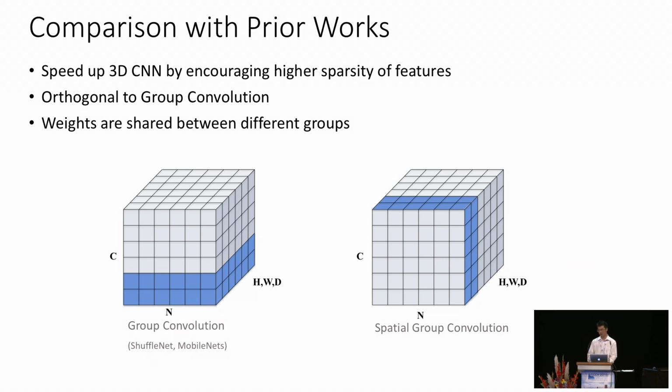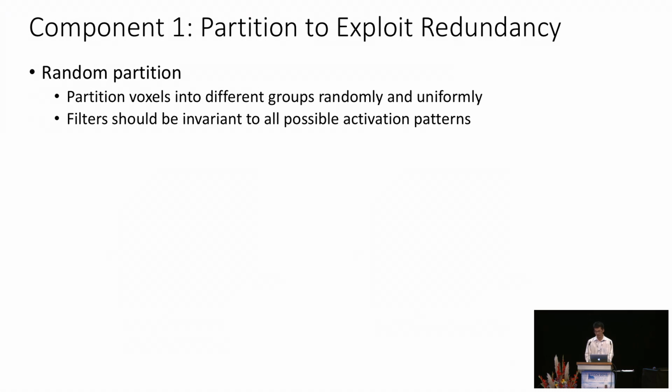Previous work on efficient network design in the 2D area usually exploits group convolution, such as MobileNets and ShuffleNets, while in the 3D area, we speed up networks from another perspective by encouraging higher sparsity in features. Our SGC is orthogonal to group convolution. It is defined on the spatial dimension, while group convolution is defined on the channel dimension. Besides, in SGC, weights are shared between different groups because voxels in different groups are similar.